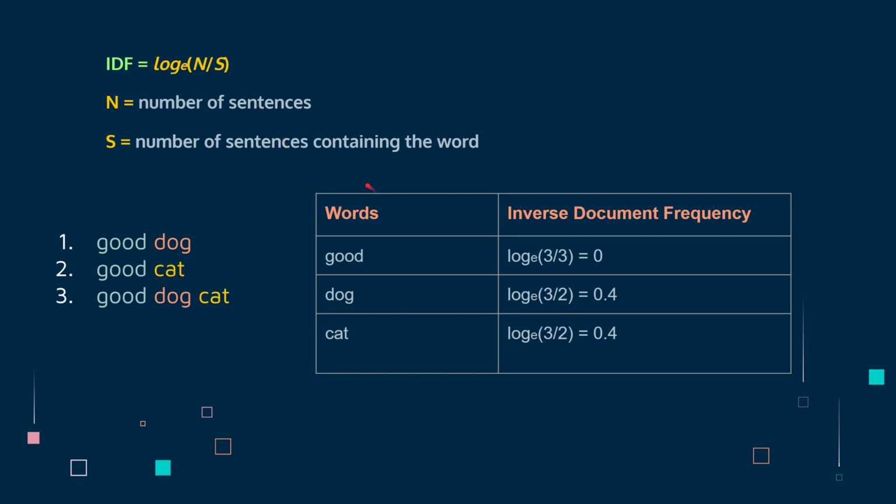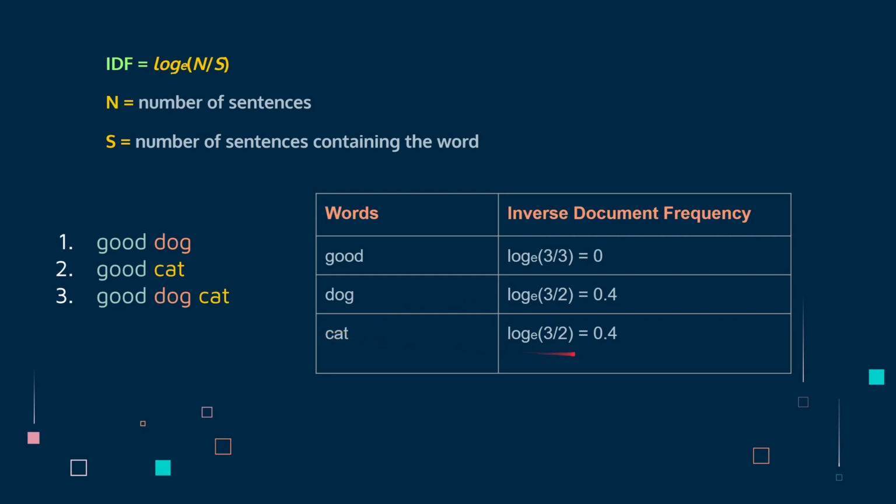All right, so I created another table here. We have the words good, dog, and cat. The inverse document frequency is basically plugging in the formula. The word good appears in all 3 documents of this corpus, so it'll be 3 divided by 3. What about the word dog? There are 3 sentences and it appeared in 2 of them. So it'll be log e of 1.5, so that's around 0.4.